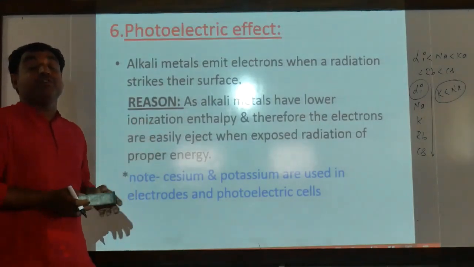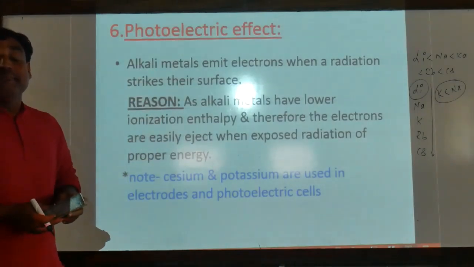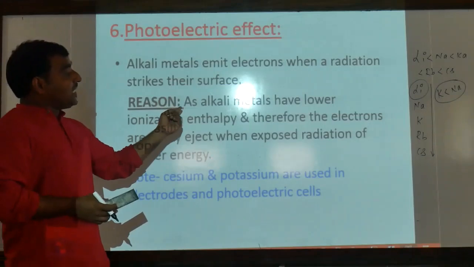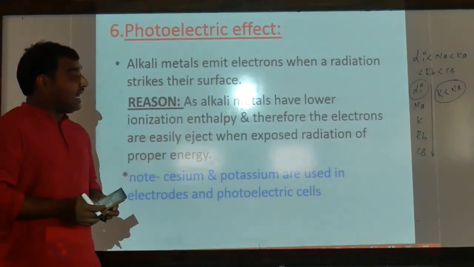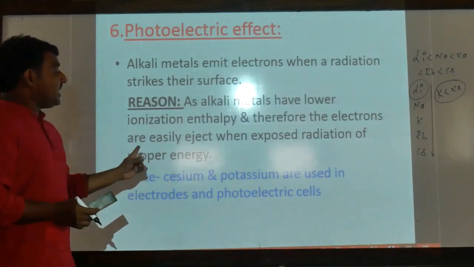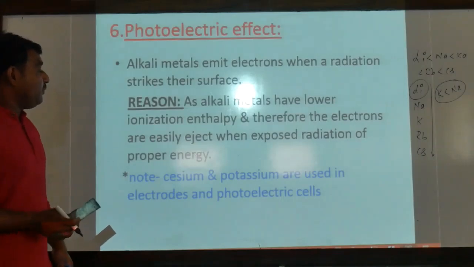The reason behind the emission of electrons when radiation strikes the metal surface is that alkali metals have a lower ionization enthalpy, and therefore the electrons are easily ejected when exposed to radiation of proper energy.